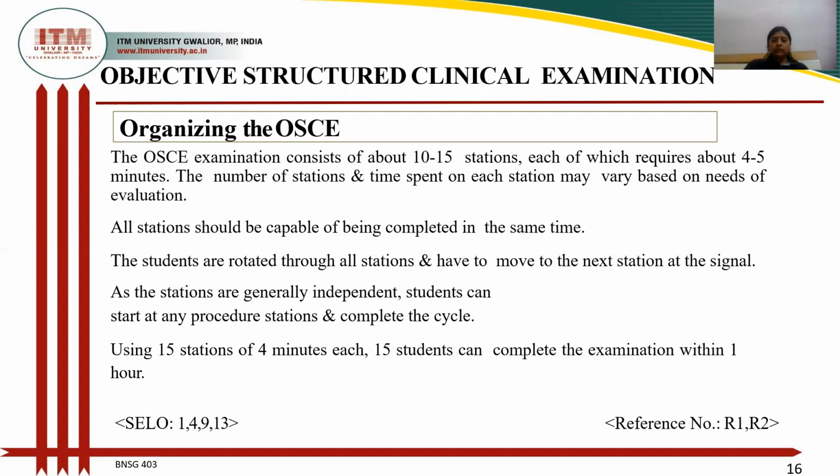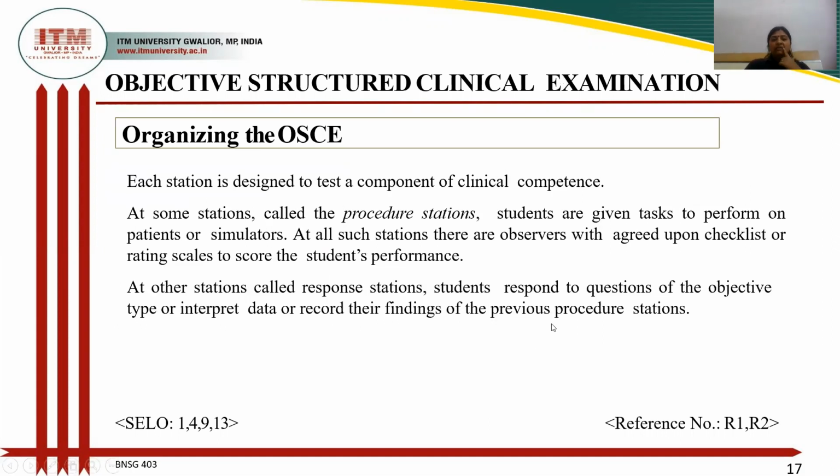Next, how we are organizing. As I already told you, we are organizing station-wise. Each station is designed to test a component of clinical competence. Sometimes stations are called procedure stations. In these procedure stations, the students are given a task to perform on patients or simulators. At all the stations there are observers who have agreed upon the checklist and the rating scale to score the students' performances. There are 15 stations.